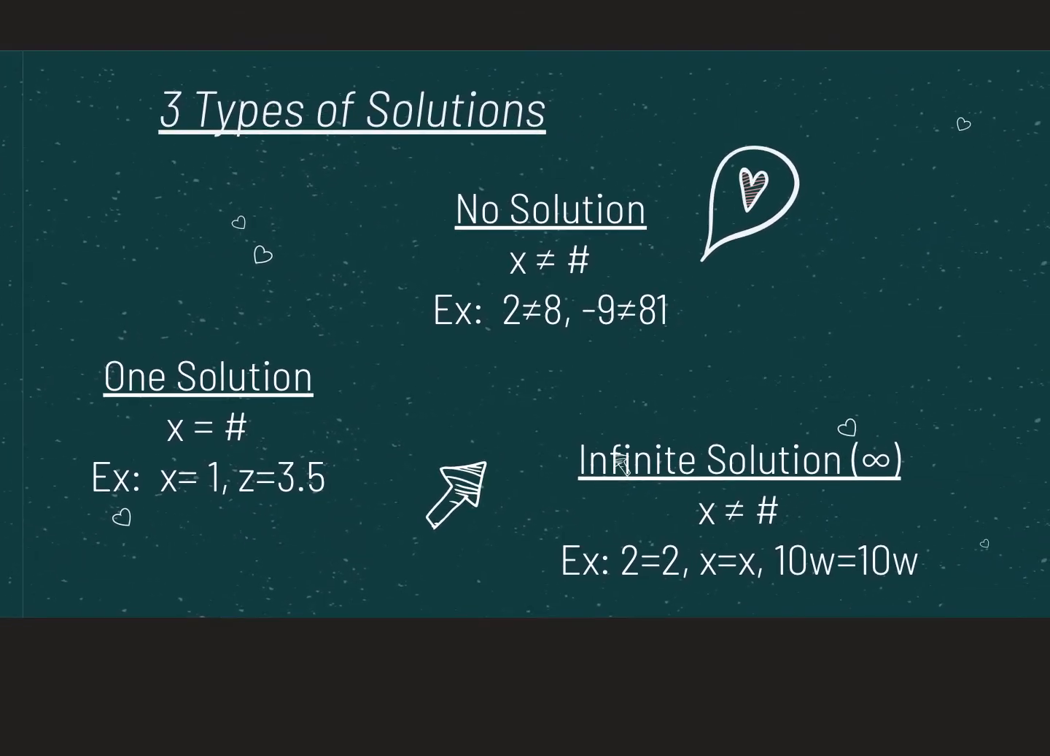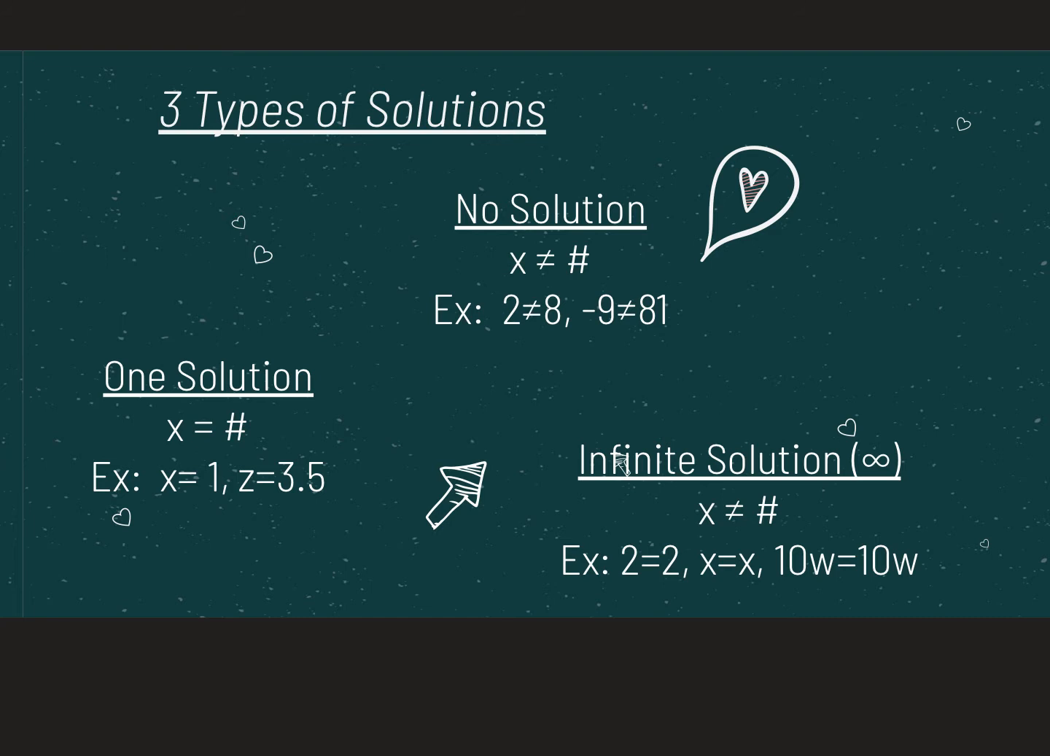There are three types of solutions, and as we get into more equations, like systems of equations, we're also going to use this. You have one solution, for example, where x is equal to a number, like x equals 1 or z equals 3.5. No solution means x is not equal to that number. We know that 2 cannot equal 8, and negative 9 is not equal to 81.